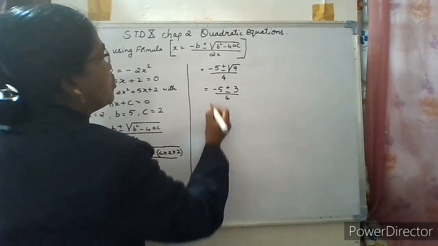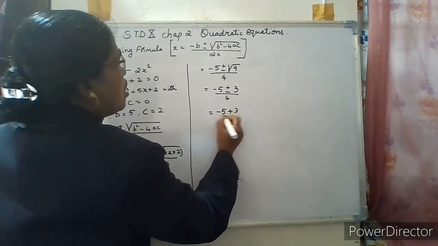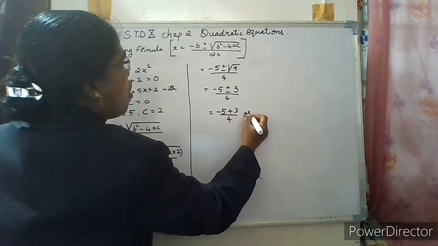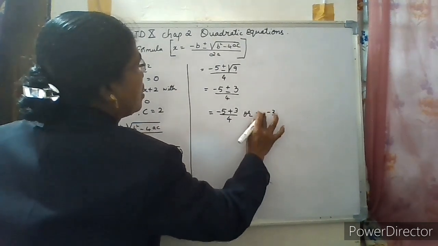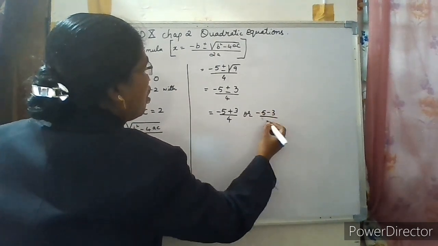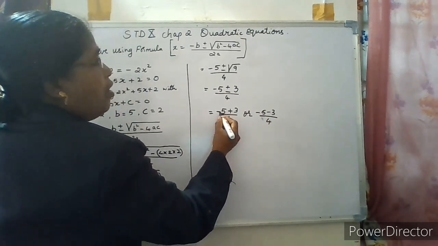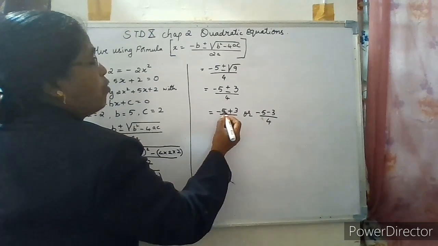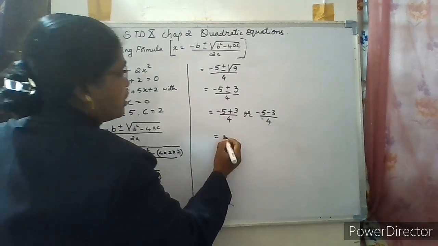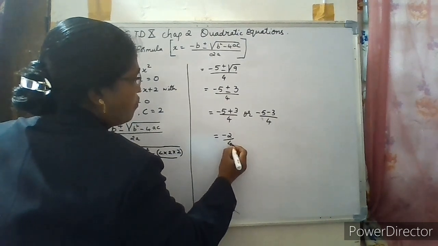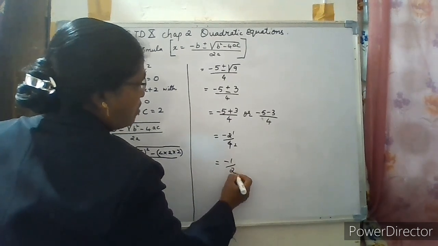So this is equal to minus 5 plus 3 upon 4, or x is equal to minus 5 minus 3 upon 4. So x is equal to, now both the signs, now solve this. Both the numbers have different signs. Subtract and put the sign of the greater number. So it is minus 2 by 4. 2 ones are 2, 2 twos are 4. So it is equal to minus 1 by 2.